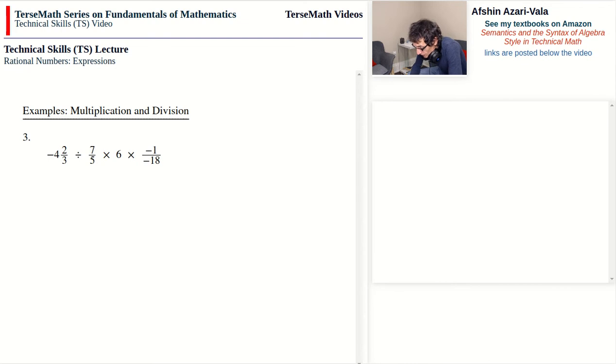Problem number 3, we have -4 2/3 divided by 7/5 times 6 times -1 over -18. So I have pretty much everything in there now. I've got mixed numbers, natural numbers, proper fraction, improper fraction, negative numbers, and so on. And so I hope you remember to do the sign first. There are in total 3 negatives, and that makes the answer negative. And from now on, we can ignore the negative signs.